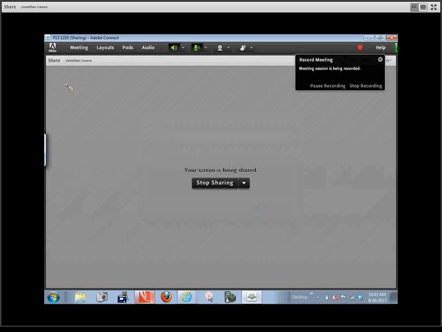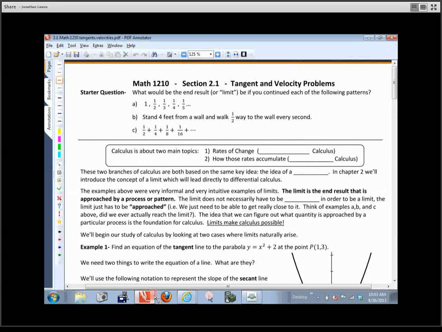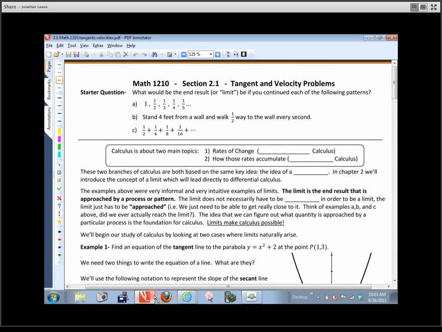Let's get started and we'll actually learn some real calculus today, okay? Section 2.1 starts our study of calculus, and the section is entitled Tangent and Velocity Problems. They're two things that are really related, and I'm hoping by the time we get done you understand why they're related.